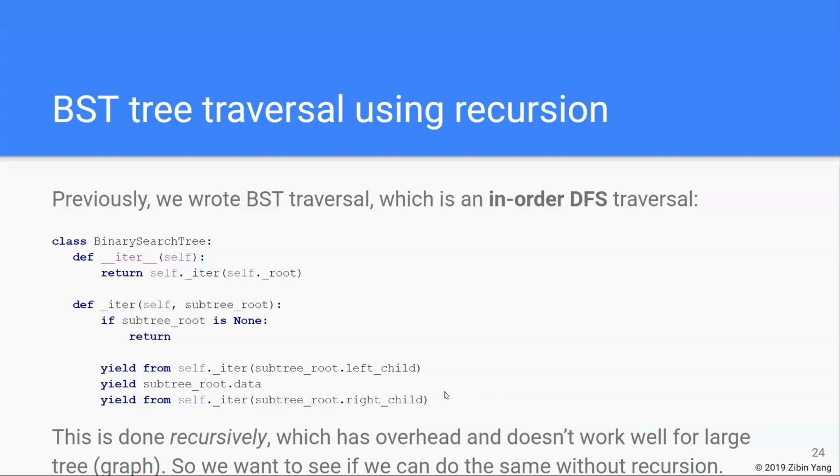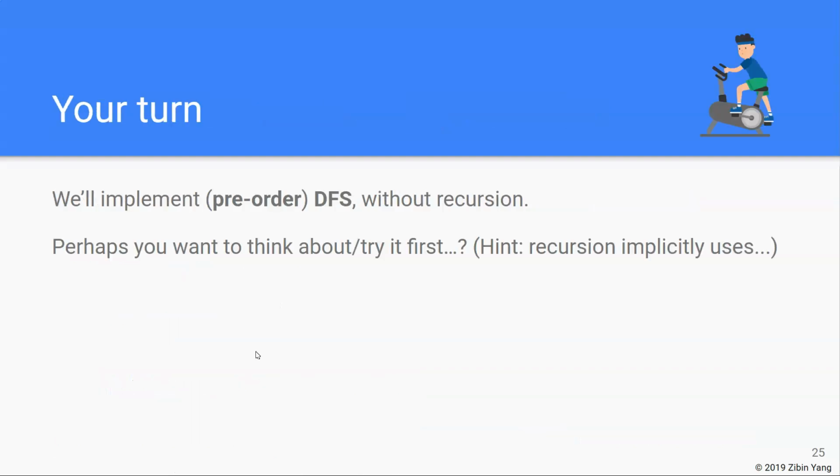So we want to see if we can do better, and we want to do the same thing, but without recursion. We'll implement pre-order DFS without recursion. So not in order DFS because that's actually a little harder. But if you want to try this yourself first, pause the video now. If you need a little hint, think about the data structure that recursion implicitly uses.